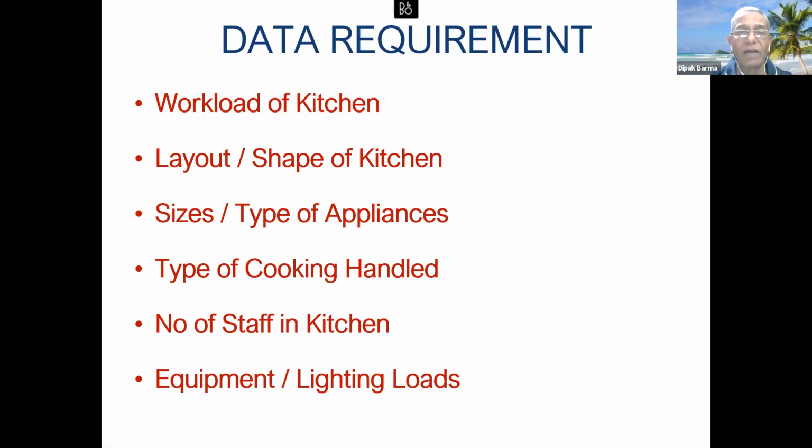The data requirement that we have: what is the workload of the kitchen, the layout and the shape of the kitchen, sizes and types of appliances being used, type of cooking being handled, number of staff in the kitchen, equipment loads, lighting loads, and other areas of load coming in, including steam being generated or heat being generated at specific points. So these are the data which we will use to arrive at how the ventilation system is to operate.